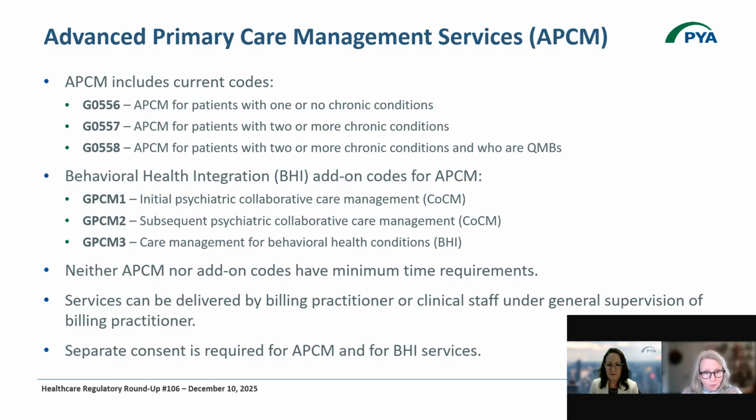So we have level 1 code, which is the initial psychiatric collaborative care model. The second is subsequent psychiatric collaborative care model. So if we start CoCM, we bill under GPCM1. If we continue providing those services month after month, we bill that under GPCM2. And then alternative to the CoCM model, which involves a psychiatrist, is the care management for behavioral health conditions, or the general BHI as we refer to it.